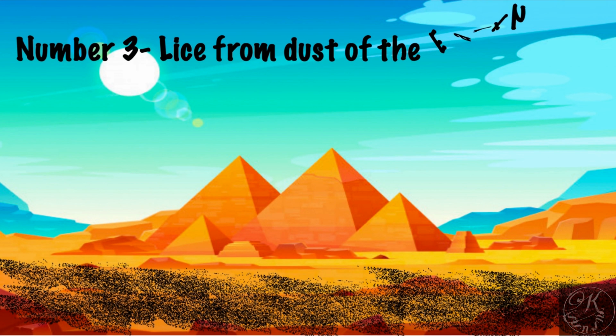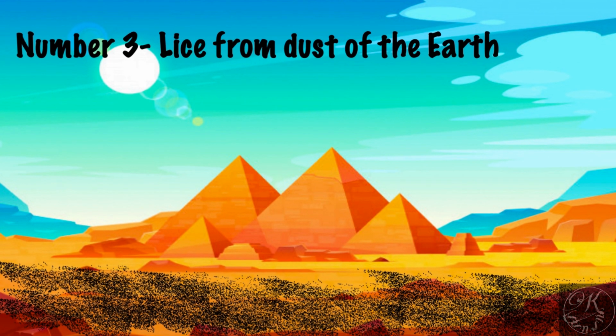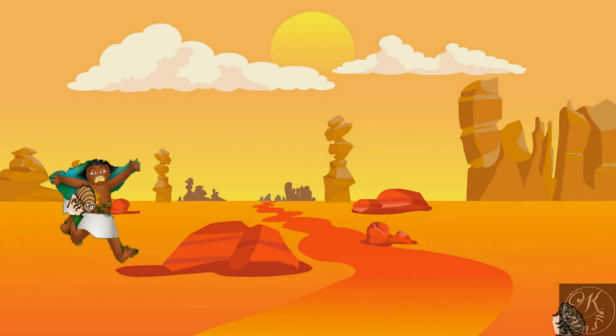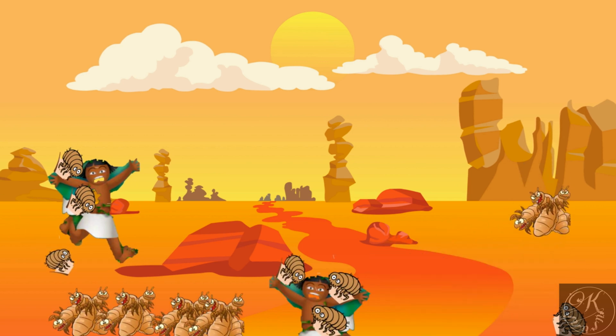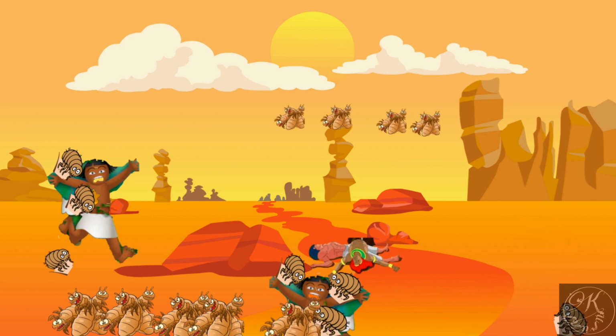Number 3, lice from the dust of the earth. This is a disgusting and very uncomfortable plague that came from the dust of the earth. When the dust became lice, it is said to have spread throughout all the land, on both people and all living animals like cattle and livestock. Due to this, the people of Egypt suffered yet another crisis. Imagine the air and dust around us turning into lice.